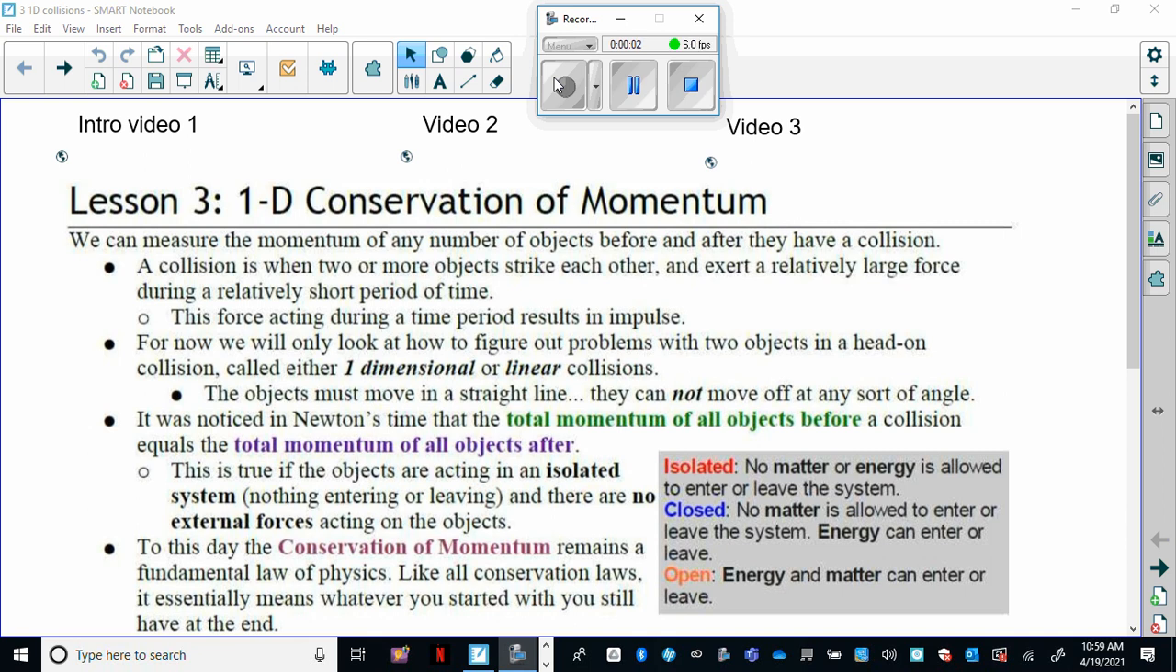Lesson 3 is the conservation of momentum. The most important lesson in this unit, because the conservation of momentum will carry through this unit and all through the rest of this physics class. So what is it? Well, first of all, I implore you to go onto YouTube and watch some videos. Just search for conservation of momentum and watch some intro videos. There's tons of good ones on YouTube.